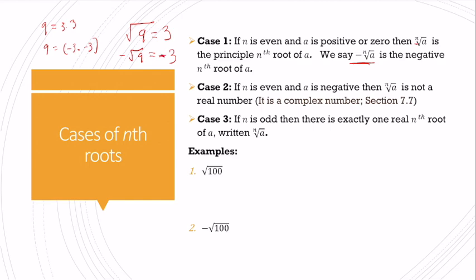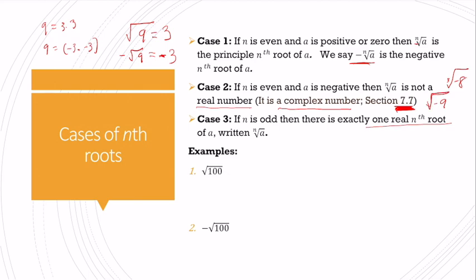Let's take a look at the second case then. If n is even and a is a negative number, then our answer is not a real number. I cannot take the square root of negative 9. I cannot take the cube root of negative 8. Okay, these answers would be a complex number, which we're going to cover at the very end of this chapter. And if our nth degree is odd, then there's exactly one real root of a. I can take the cube root of negative 8.